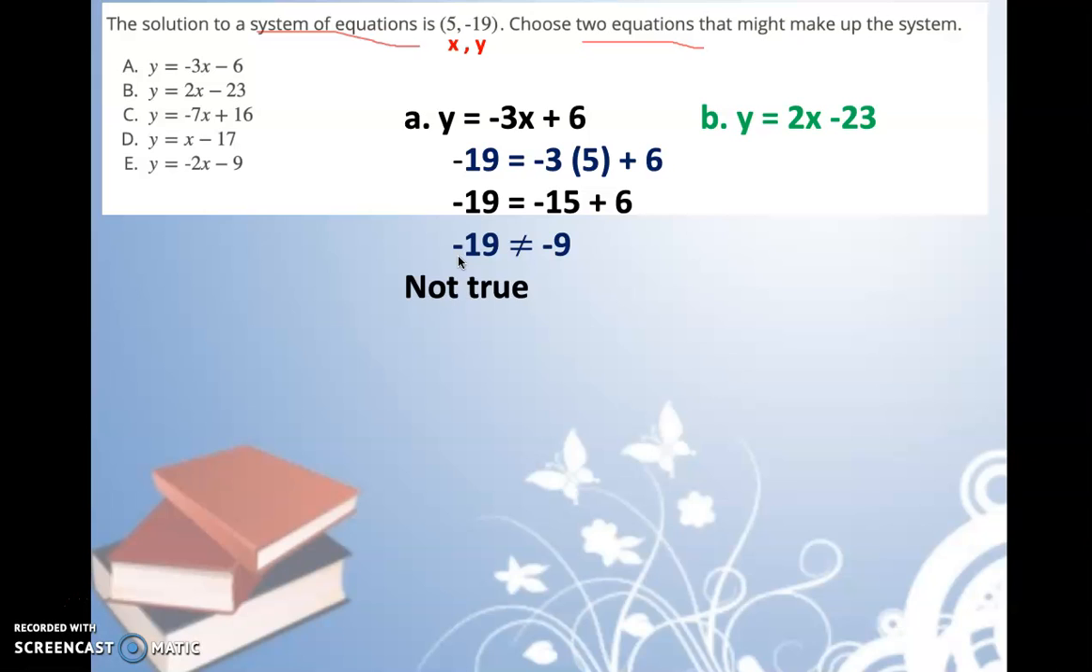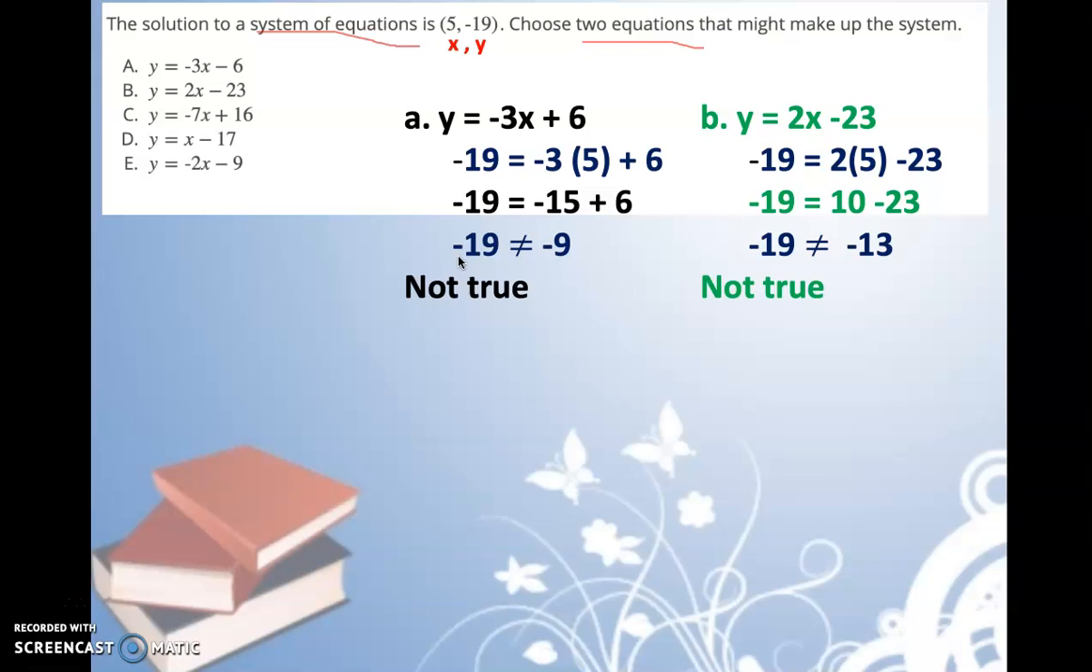Let's go ahead and check B. Here's our equation. Where I see y, I'm going to put negative 19. Where I see x, I'm going to put 5. After simplifying, I'm going to get positive 10 minus 23. When you get negative 23 minus 10, you're going to get negative 13. That does not equal negative 19. So again, that is not true.